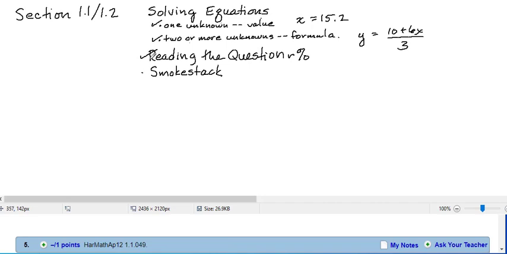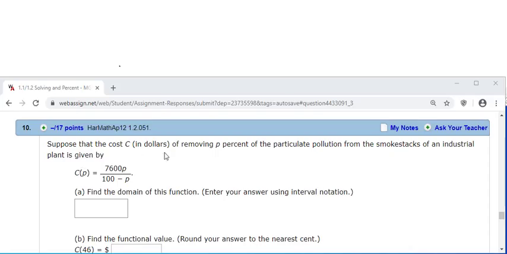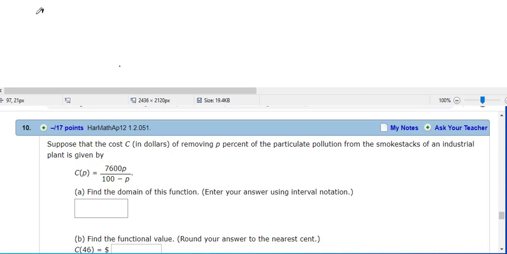Last, we need to talk about the smokestack. Suppose that the cost, C, in dollars, I would start to write this out.